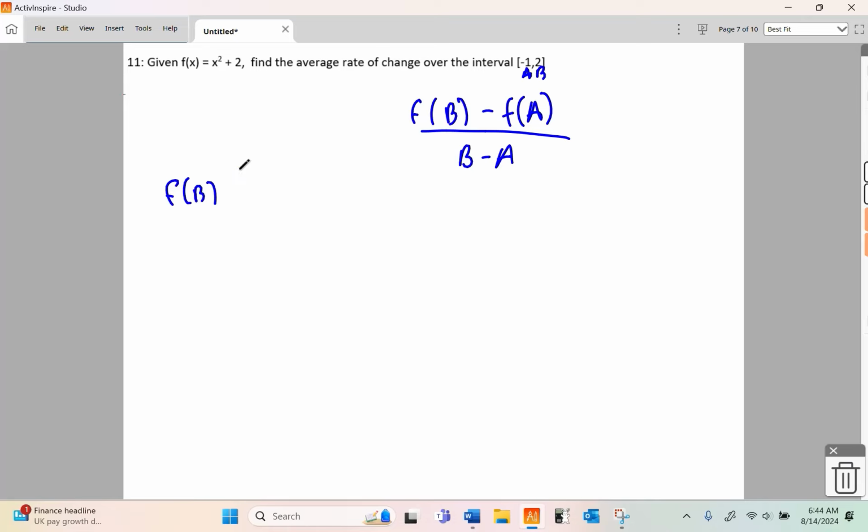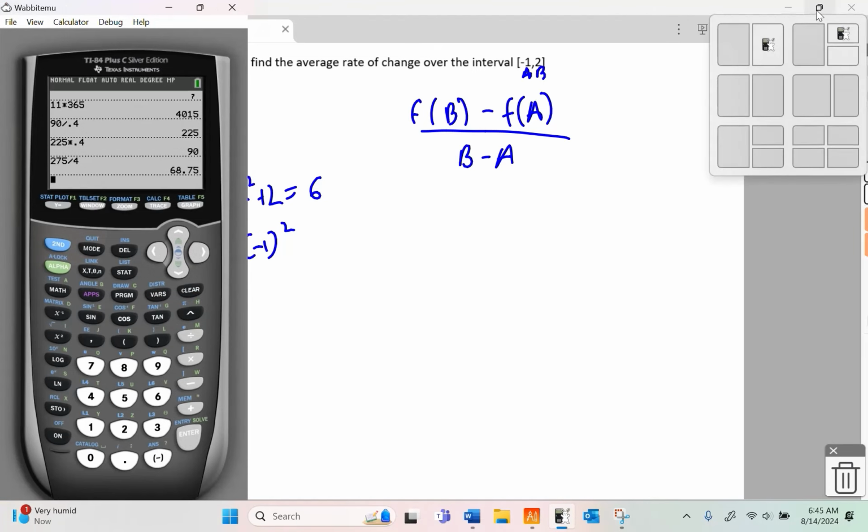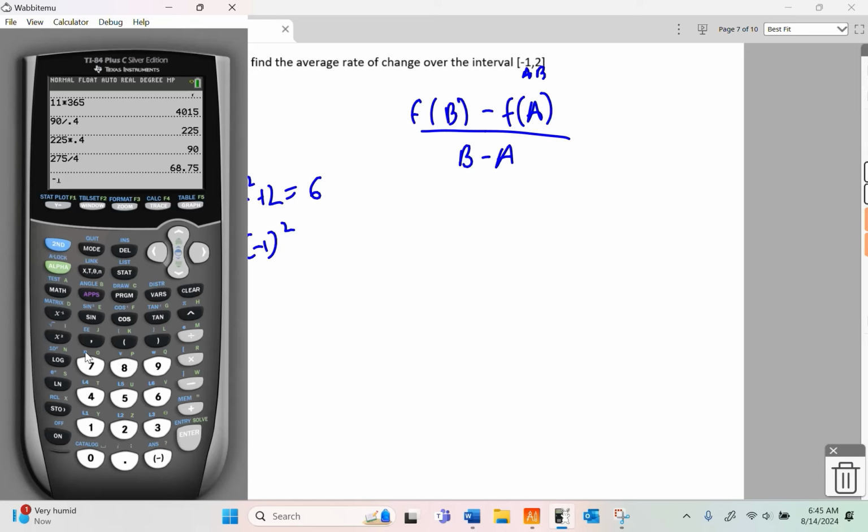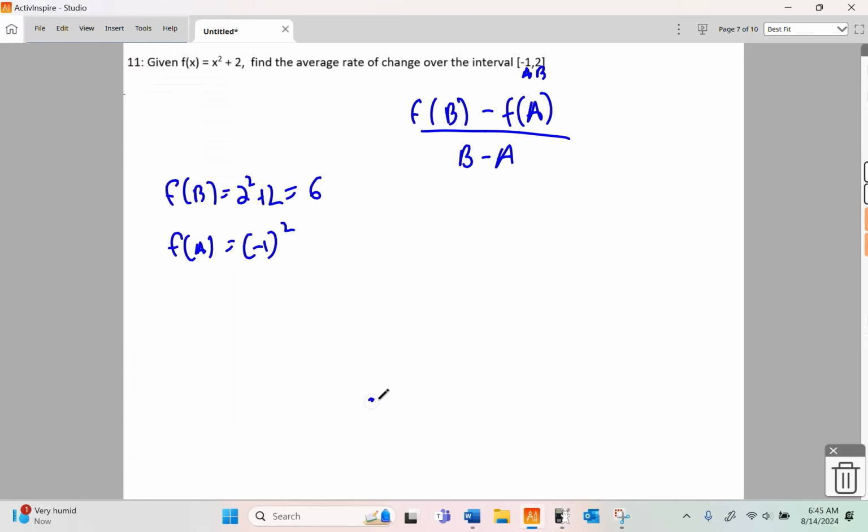So to find f of b, I'm plugging in a 2. It's 2 squared plus 2, which is going to be 6. And to find f of a, I am plugging in a -1. Notice I wrap that -1 in parentheses. Of course, you're not using calculators yet, but parentheses are a big deal. Because if you just type in -1 squared, your TI-84 says it's -1, because 1 squared is 1, and there's a negative symbol out front. But when you wrap it in parentheses, you're squaring both terms. And that's why you get 1. So anyways, add 2, this is going to be 3.